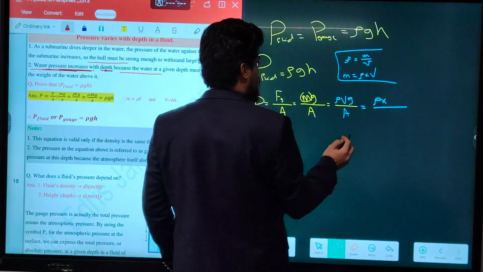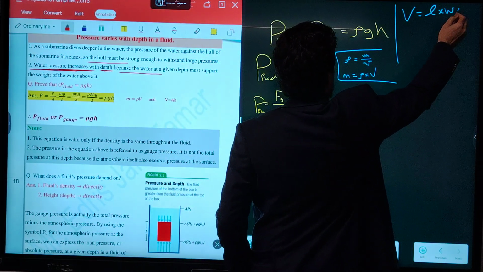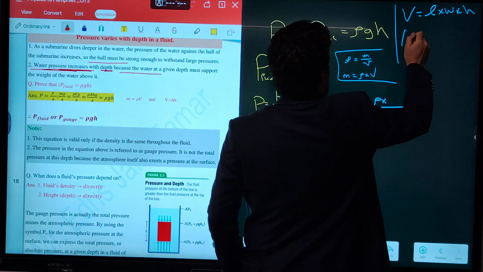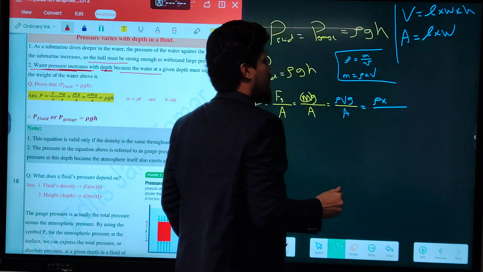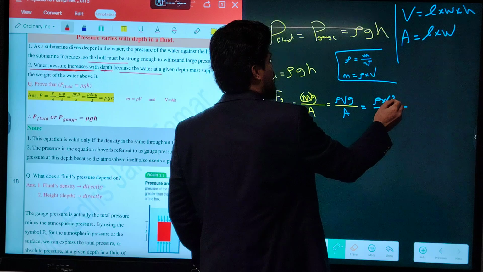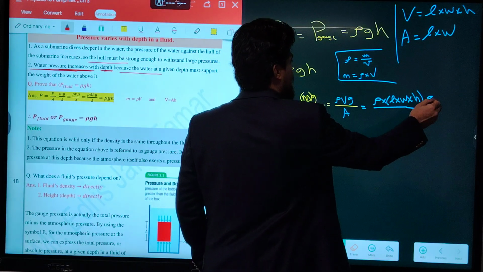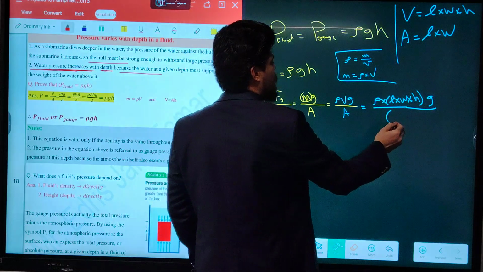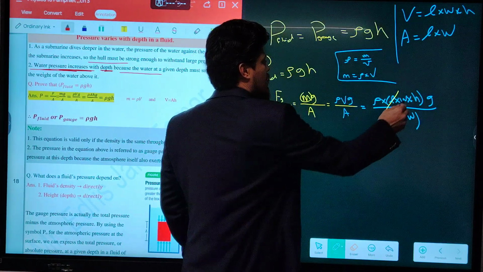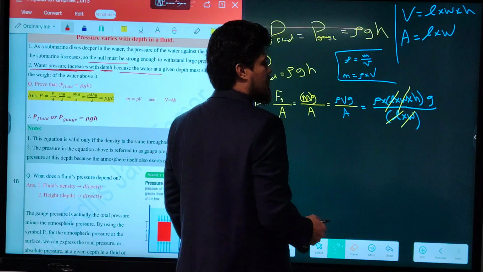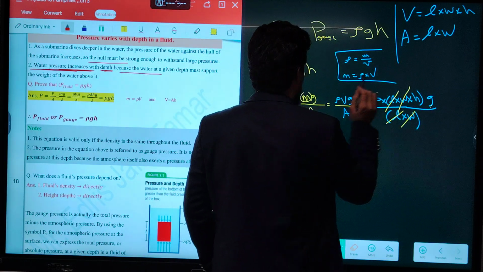Density times, instead of volume, if you remember, volume is equal to what? Length times width times height. How about area? Area is equal to what? Length times width. Okay? And instead of the volume, write down length times width times height. What does remain? Gravity remains. And instead of area, write down what? Length times width. Length with length cancel. Width with width cancel. What does remain? Rho g h. Density, gravity, height.